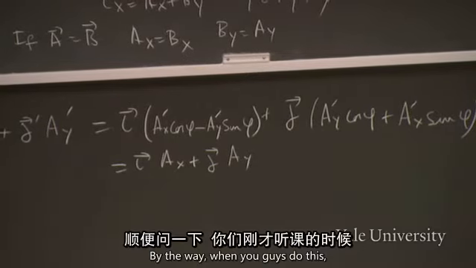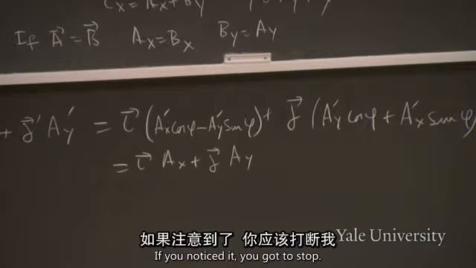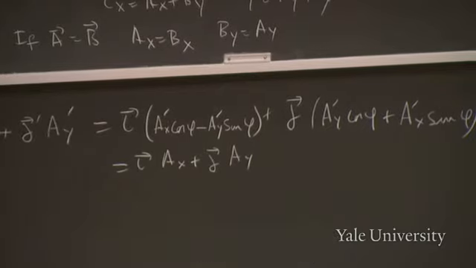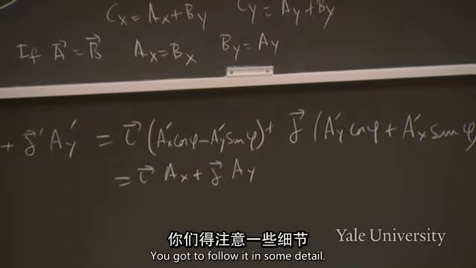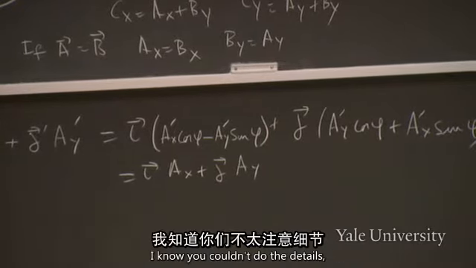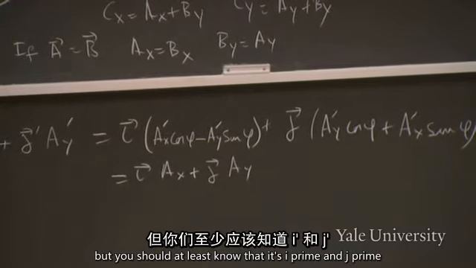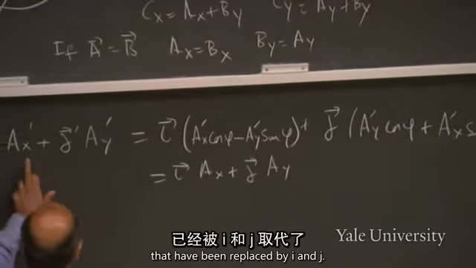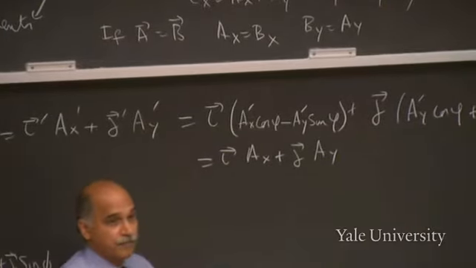By the way, when you guys do this, did anybody notice it's a prime? Yeah, so if you noticed it, you got to stop. You cannot let me write anything that's incorrect. So you got to follow it in some detail. I know you couldn't do the details, but you should at least know there is i prime and j prime that have been replaced by i and j, but ax prime and ay prime will continue to be the coefficients.